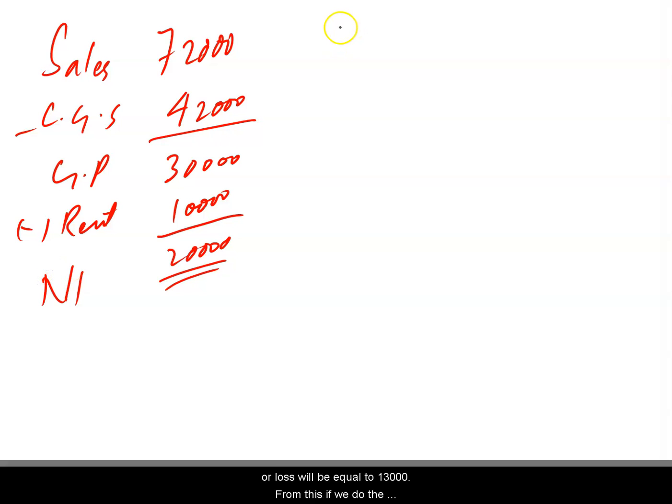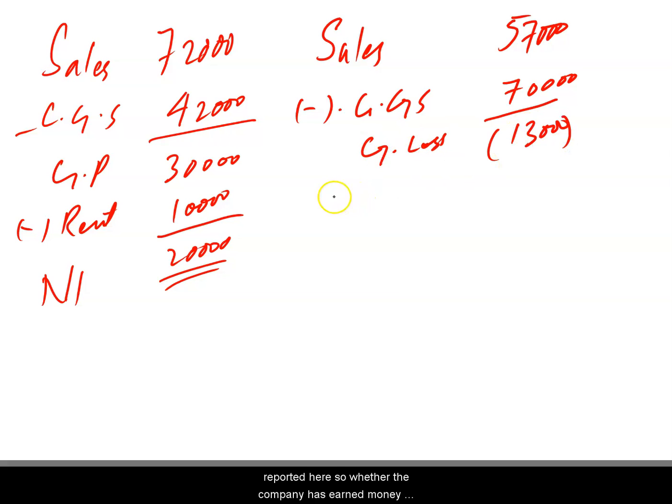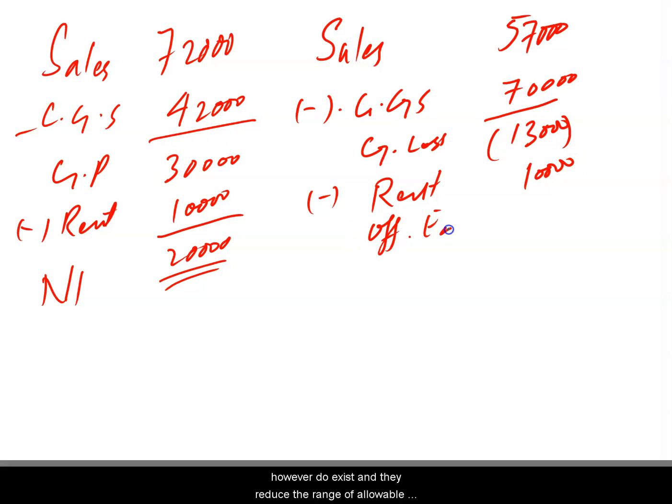On the other hand, if the company reports sales of $57,000, which is equal to the amount of cash collected from sales, and deducts from it the cost of goods sold of $70,000, which is equal to the cost of all the 100 sets of cookware, the gross profit or loss will be equal to $13,000. And from this, if we deduct the expenses, that is rent, $10,000, and also the office equipment of $9,000, we get total equal to $32,000 in net loss.